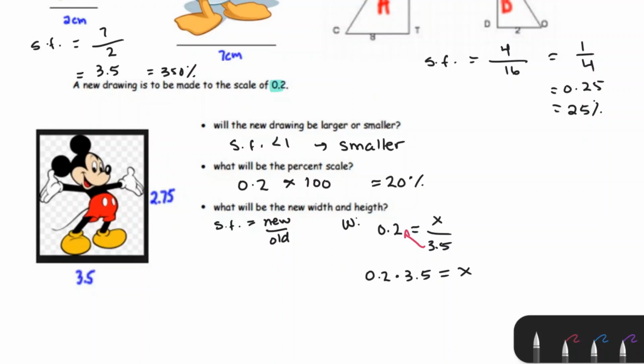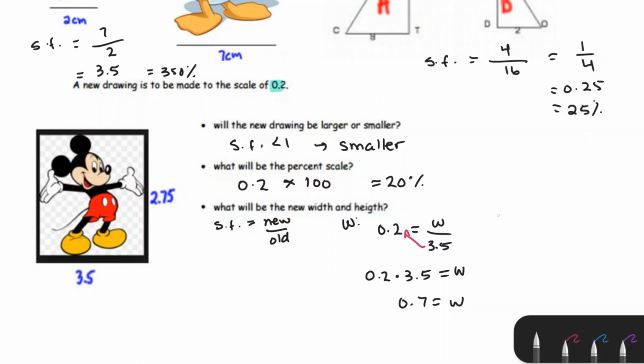So I do that multiplication, and it tells me that 0.7 is x. I'm going to rename that to w, just so it's clear. So my width was 3.5. My width is now 0.7. And we should see it getting smaller, right? We were reducing. We had a scale factor of less than the original, right? 20%.